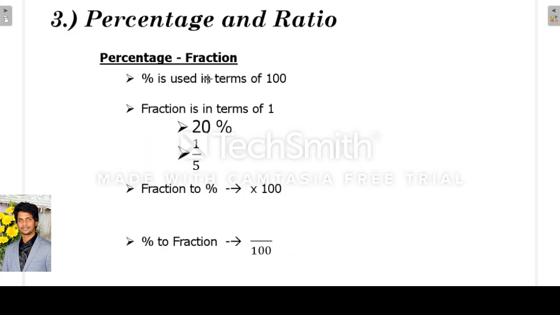So percentage and fraction are a ratio. Usually a fraction will be in terms of 1, but a percentage will be in terms of 100. Like see here.